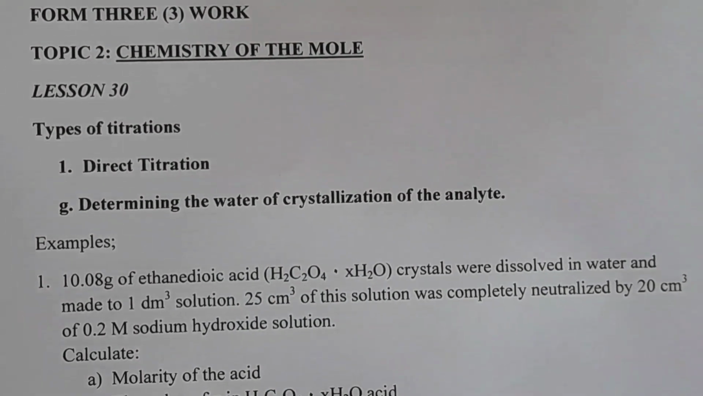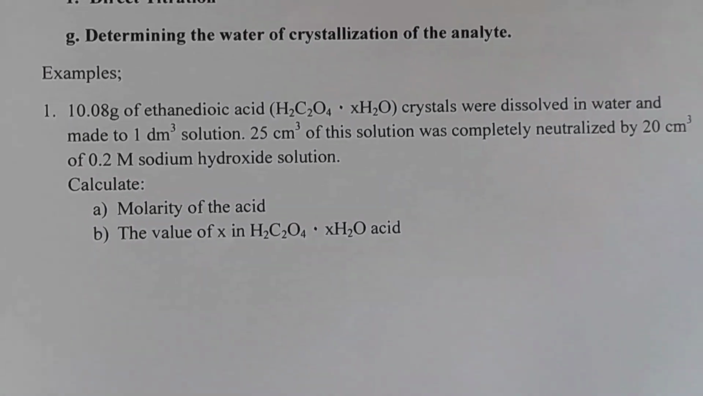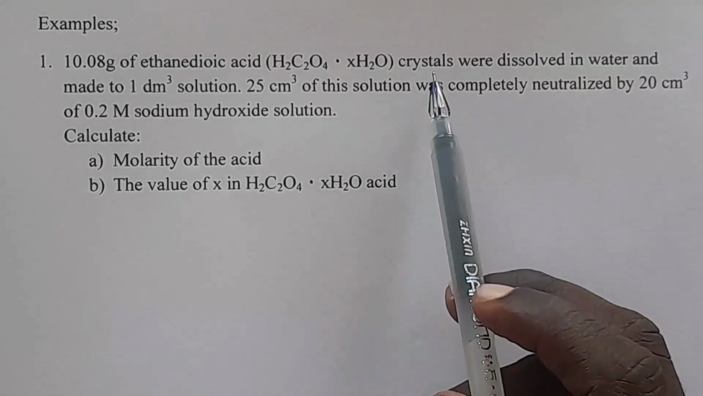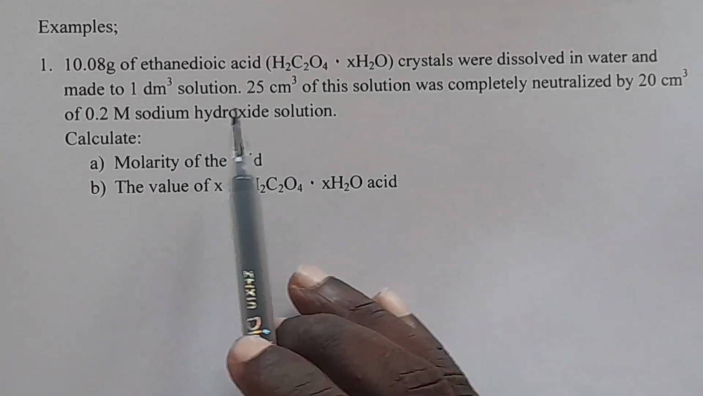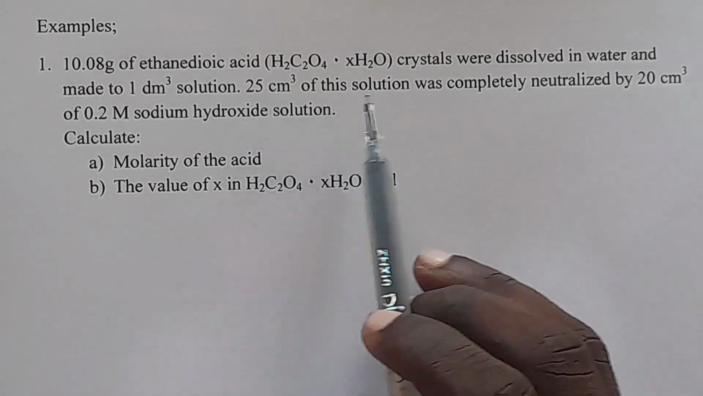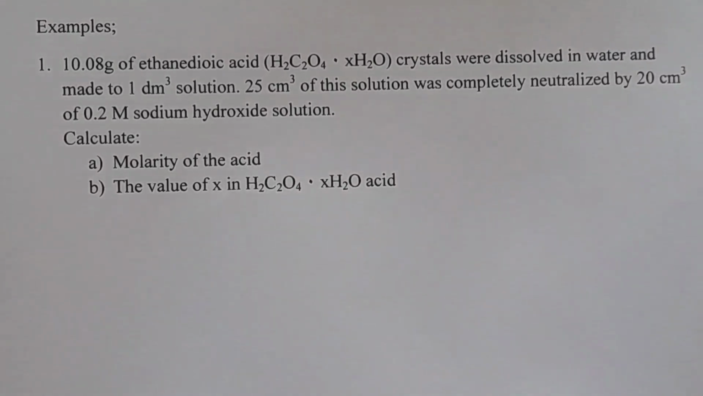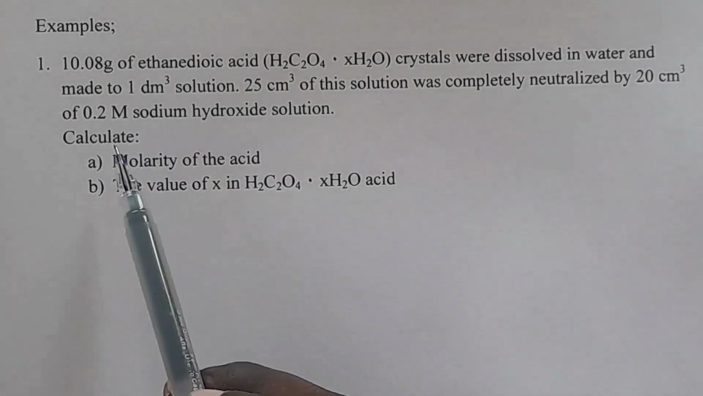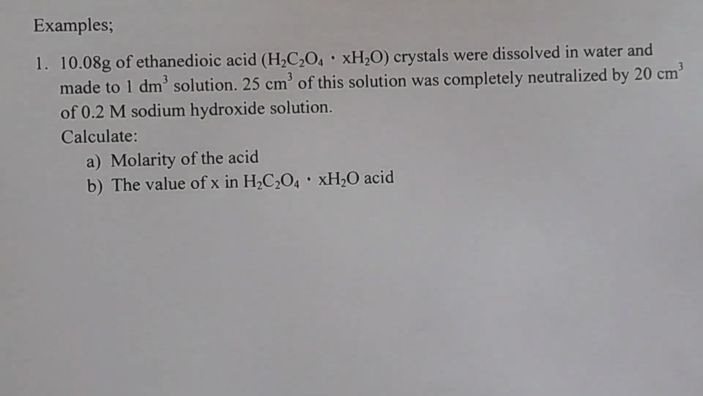Examples. Number 1, we are told 10.08 grams of ethanoic acid crystals were dissolved in water and made to 1 decimeter cube solution. We are told 25 cm³ of this solution was completely neutralized by 20 cm³ of 0.2 molar sodium hydroxide solution. Calculate, part A, the molarity of the acid, and part B, the value of n in the ethanoic acid.